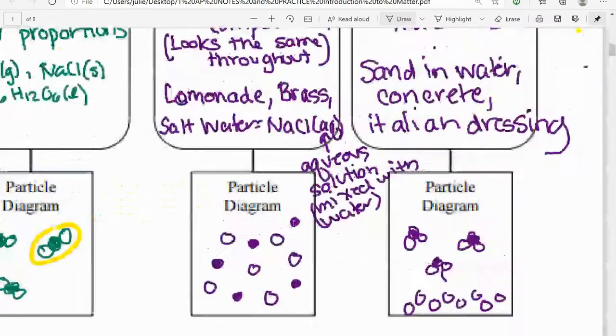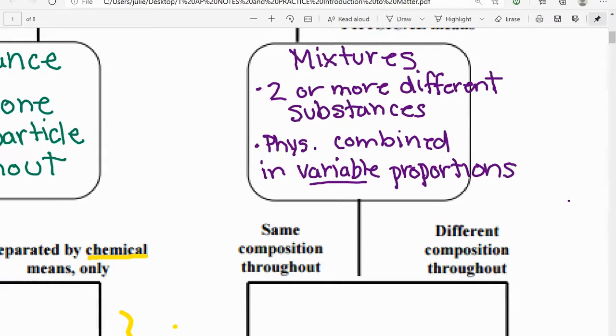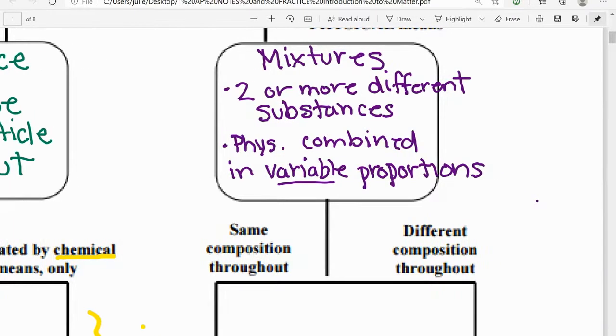All right, let's get over to that mixture side. So mixtures are going to have 2 or more different substances. So that could be 2 elements mixed together, or 2 compounds, or an element or a compound, but they're all just physically combined, meaning that you won't see them bonded together. And they're going to be physically combined in variable proportions.